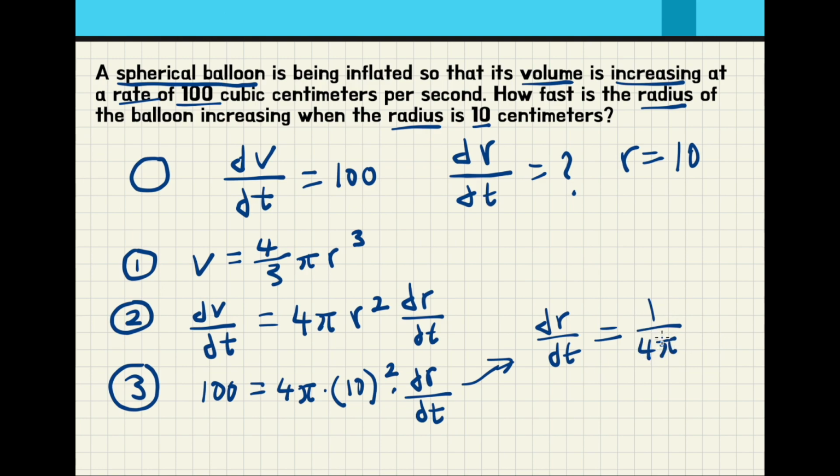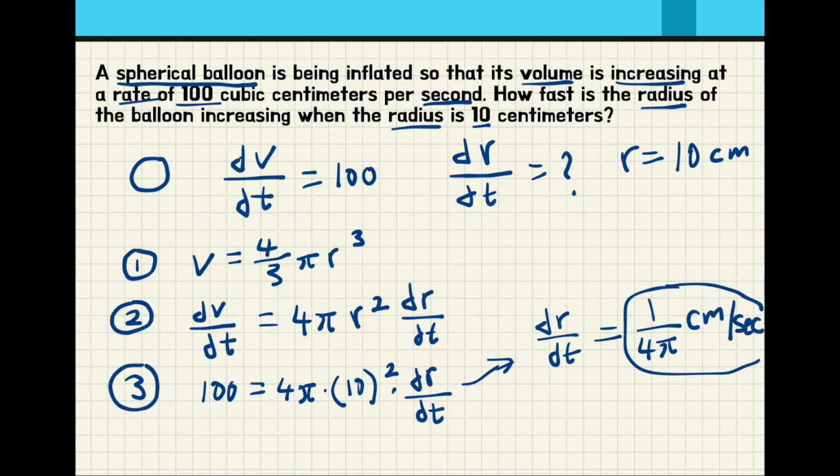We need to add units. How fast is the radius of the balloon increasing? Since the radius is in centimeters, it's not centimeters squared, because it's not the area, and it's not cubic centimeters because it's not the volume. It's just the radius. So we can say it's increasing at a rate of 1 over 4 pi centimeters per second. So this will be the answer.